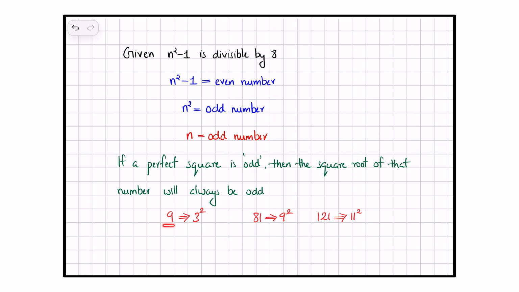We have an odd perfect square giving an odd square root. So the answer will be option C, an odd integer.